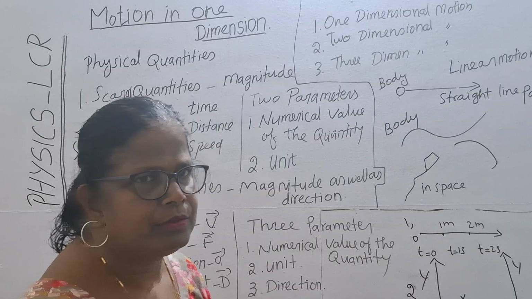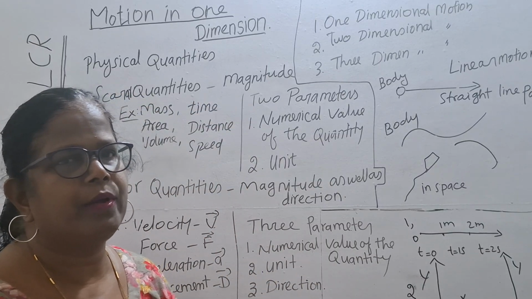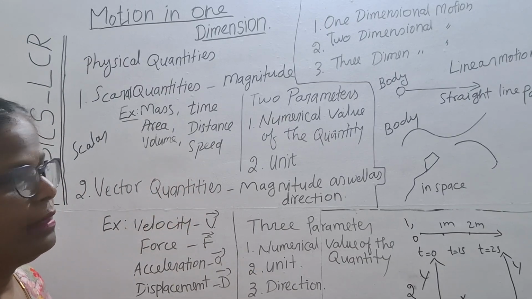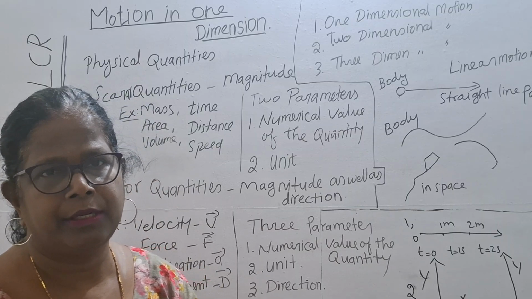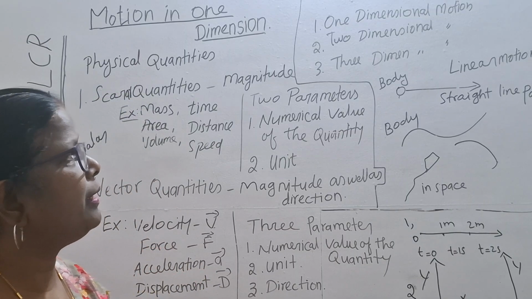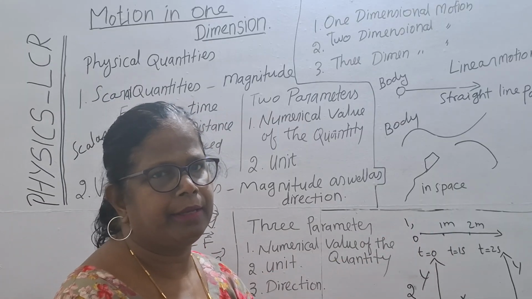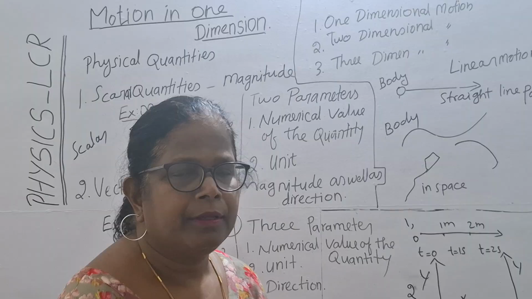Clear, all of you? So in this portion we studied physical quantity, scalar quantity, vector quantity, definition and the examples. Next actually different types of motions, dimension of motion, one dimensional motion, two dimensional motion, and a little graph also I explained. Okay. I am going to stop this class now.